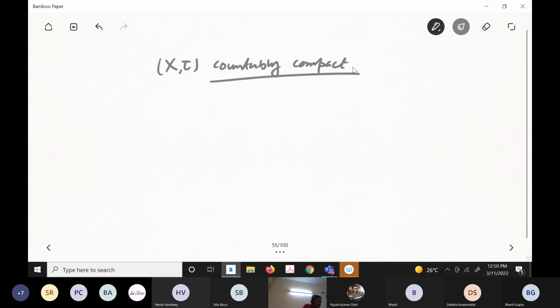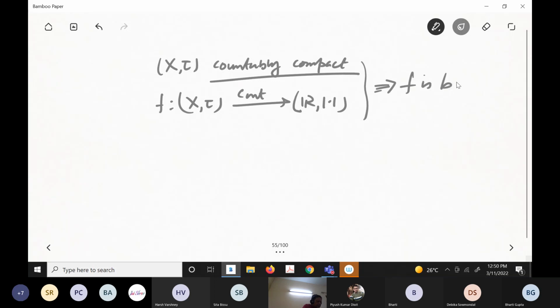I'm saying if you have this, each real valued continuous function is bounded. If you have this, it implies f is bounded. Okay. How to prove that? Fine. Now look, here what you do, f(X) is a subset of R.